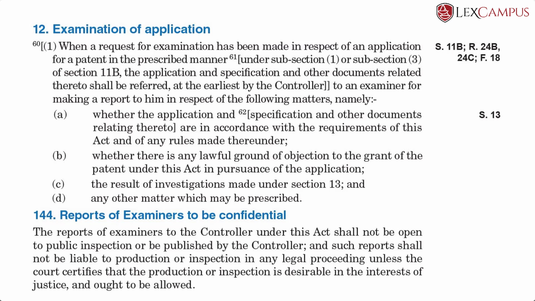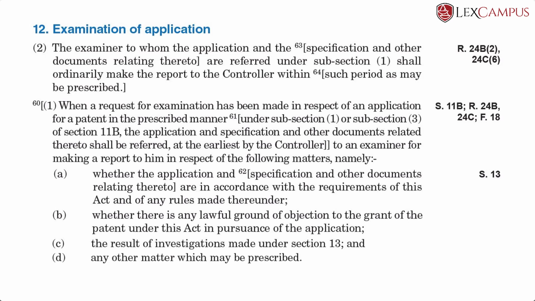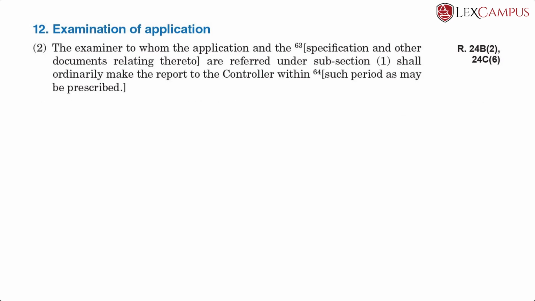So the first examination report is not the report made by the examiner to the controller, rather it is a report that is issued by the controller, and now it is called the first statement of objections. Section 12(2) says that the examiner to whom the application or the specification and other documents relating thereto are referred under subsection 1 shall ordinarily make the report to the controller within a period as may be prescribed. Now, this is just the internal procedure.